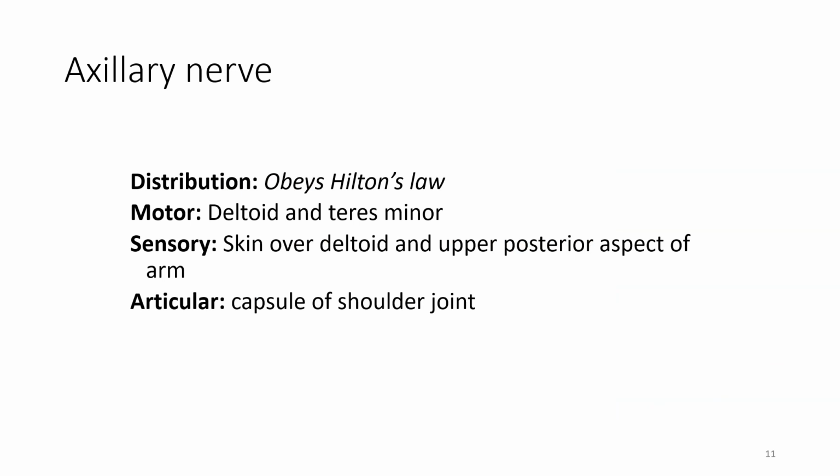The axillary nerve obeys Hilton's law, which says a nerve passing over a joint supplies the joint, the muscles acting on the joint, and the skin over the joint. The axillary nerve is motor to the deltoid and teres minor muscles that act on the shoulder joint, and it also supplies the shoulder joint, and there is sensory innervation over the deltoid and upper posterior aspect of arm by the axillary nerve.